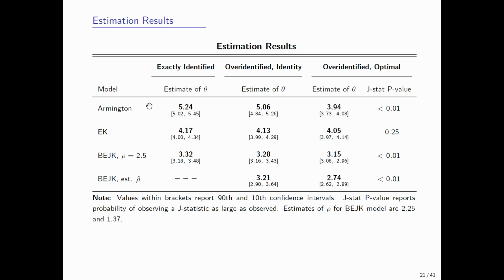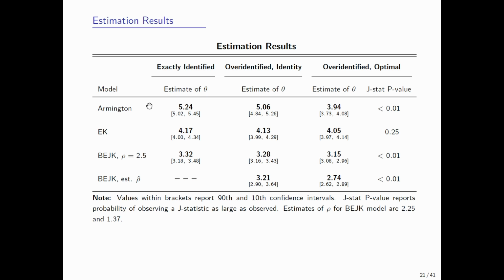So here's the first table that comes out of it. I'm going to show you different sets of results. Let's focus on the first column here that says exactly identified. Here we're only trying to hit that one moment, that DNI, which is the difference between the max in the data and the max in the model.